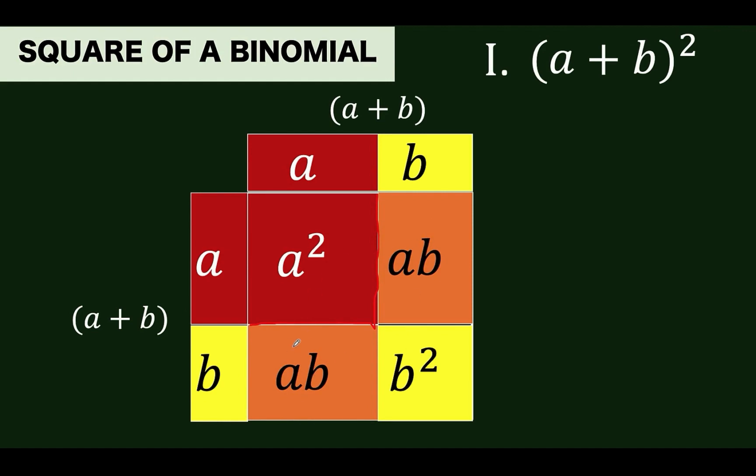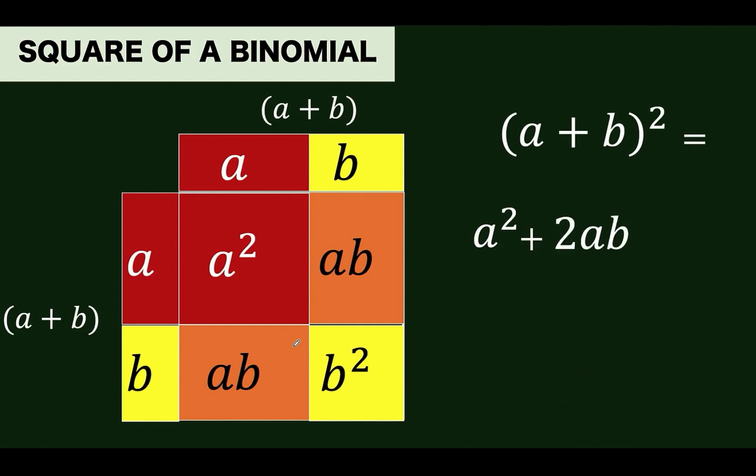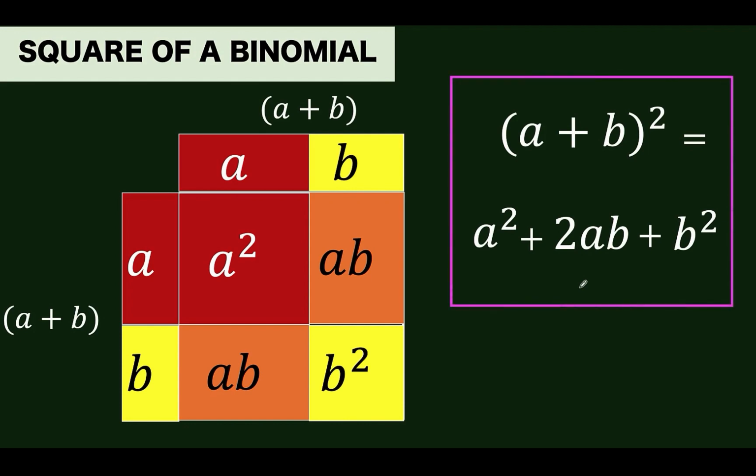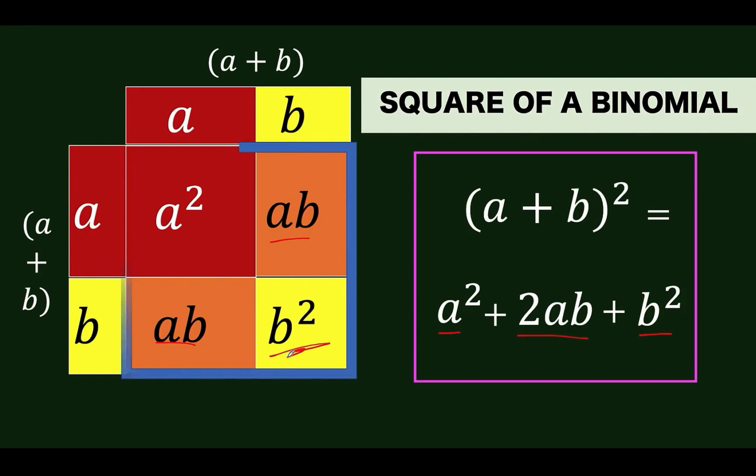So adding all these partial products resulted to these 4 areas, A squared plus 2AB plus B squared, because AB plus AB is 2AB. And this is now the formula which we call as the square of a binomial. When you square a binomial, just square the first term, get twice the product of the first and the second term. So the product of the first and the second term is AB, and double it to get 2AB, and square the last term, that would be B squared, which is now this B squared here.